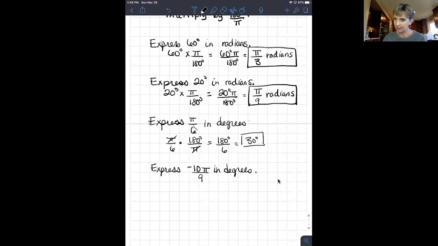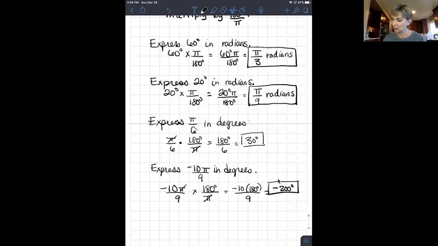Okay. Hopefully you're playing the video again. You found your answer. Let's see if we all get the same answer. So you're going to do negative 10 pi over 9, multiply it by 180 degrees over pi. Those pi's cancel out. That gives you negative 10 times 180 degrees over 9. And then you just simplify as much as you can. Your answer is going to be negative 200 degrees. And hopefully everybody got that.